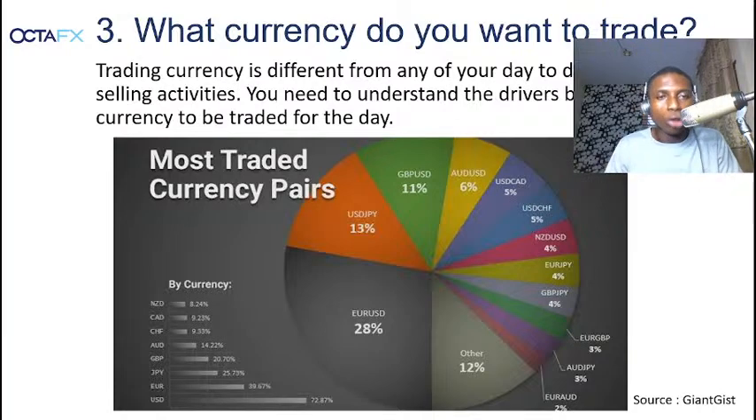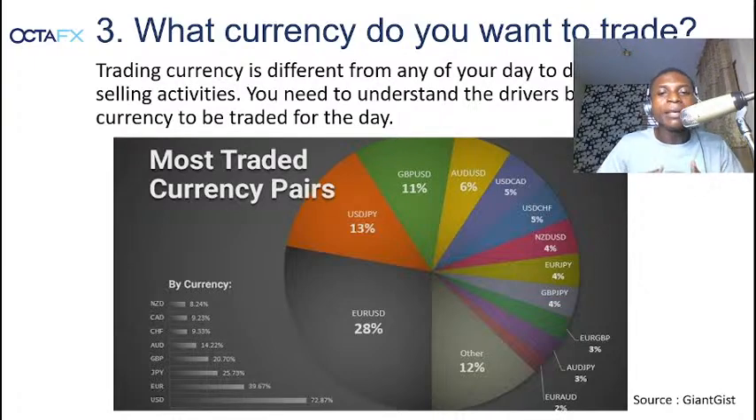Awesome. So you need to know, number 3 methodology is: what currency do you trade? Now, as you can see here, the most traded currency pair, Euro USD, is traded 28% out of 100% of the currencies being traded. So a lot of persons love to trade Euro USD because it's a more volatile pair.